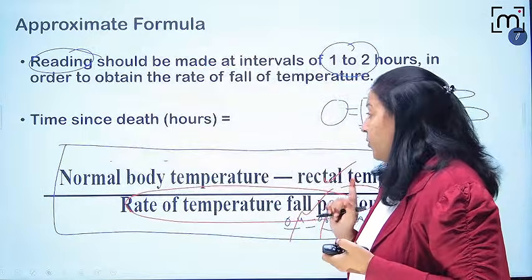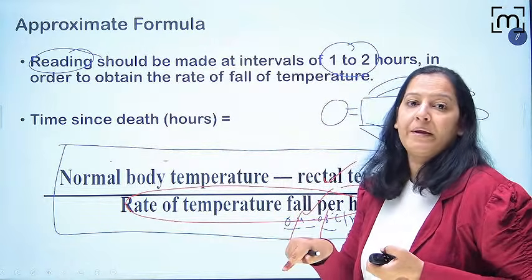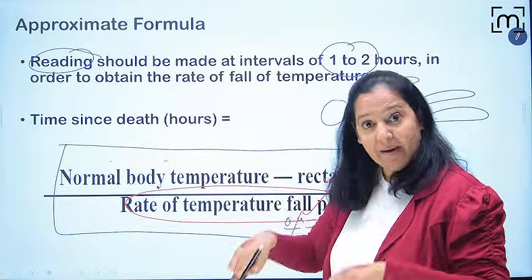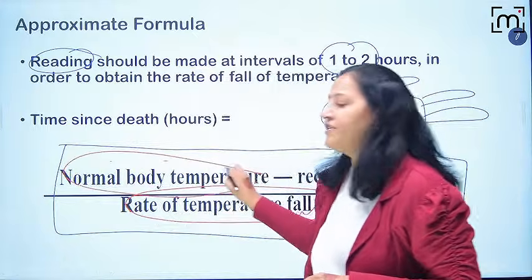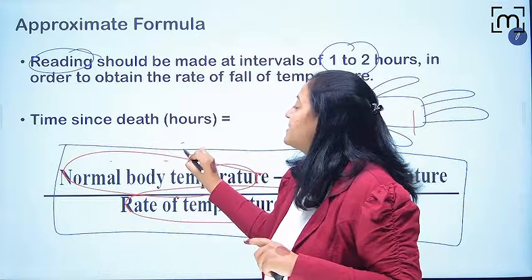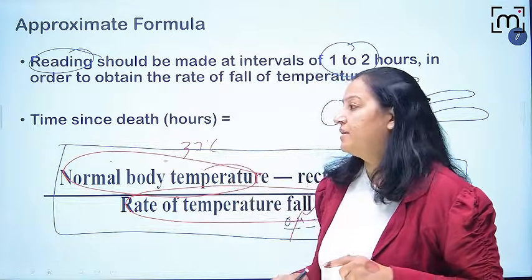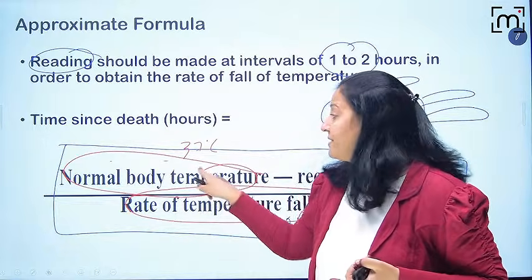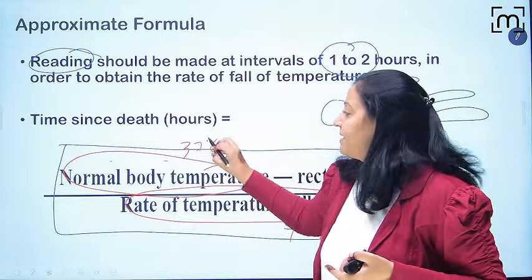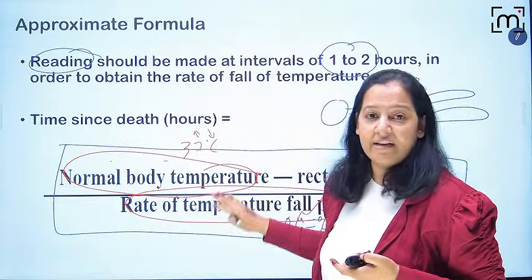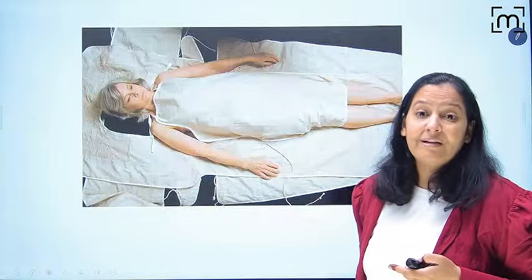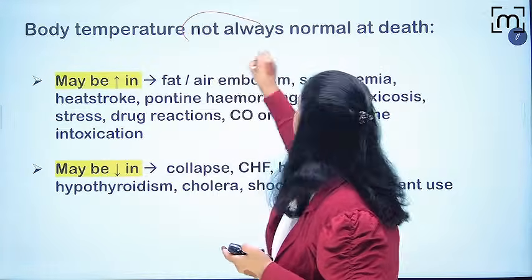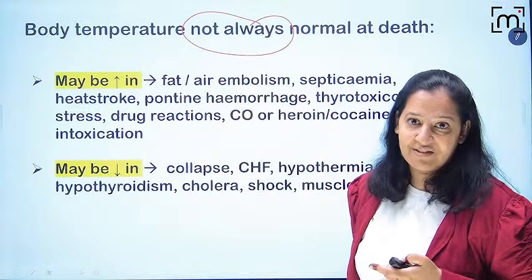So yeah, but the most important thing you must ask me over here, ki ma'am, is it not necessary that at the time of the death, the person is having normal body temperature? Normal body temperature is 37 degrees Celsius. This question should come in your mind. Ki ma'am, what if at the time of the death, the person is not having this temperature? The person is having more temperature or less temperature. And that time, this formula is not applicable. This formula will not be applicable. So body temperature may not always be normal at the time of the death. You are getting my point?